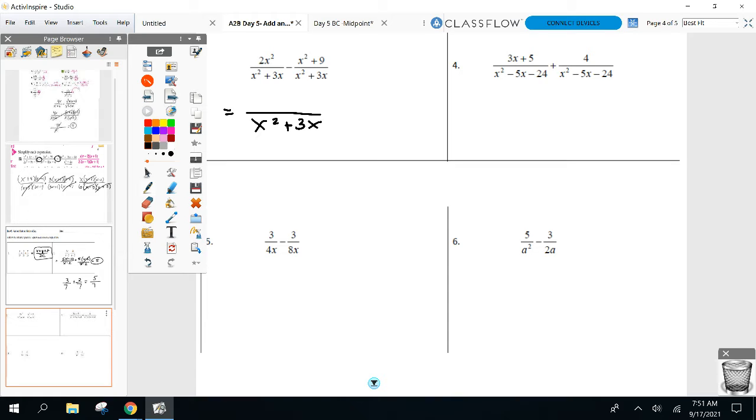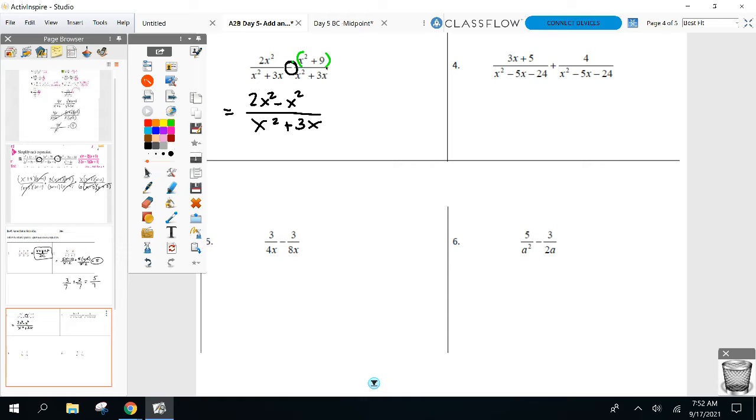What am I doing to these two fractions? I'm subtracting them, aren't I? You have to be definitely aware, focused in when you subtract. Here's why. On top, you're going to do 2x squared minus x squared, and everyone's just going to write plus 9. No. Hey, when you're subtracting, this negative goes to the entire second fraction.